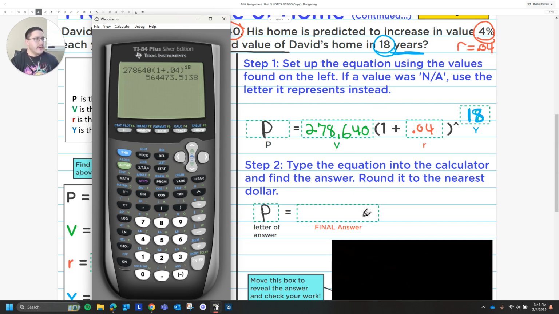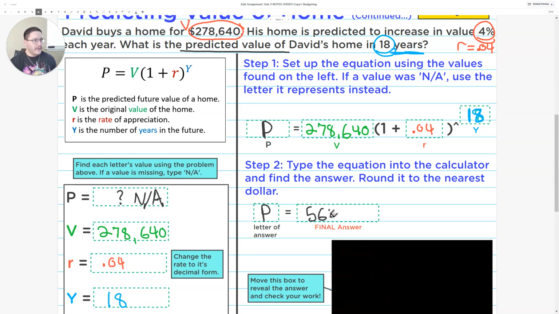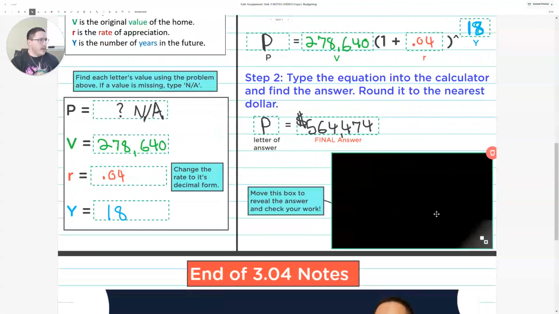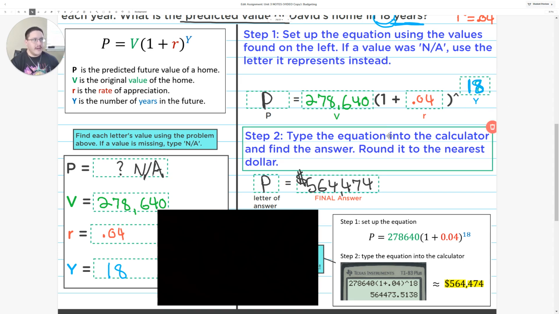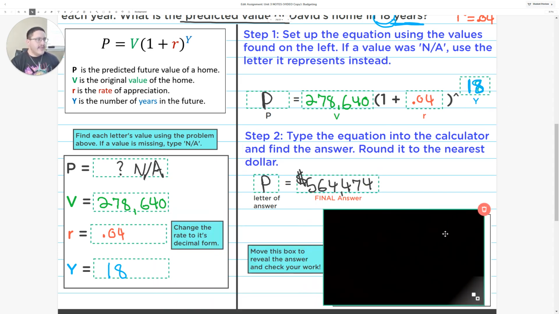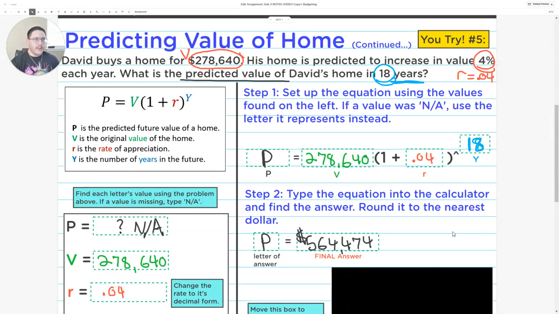Rounding it to the nearest whole number, nearest dollar, we get $564,474. Let's check our answer, and there we go. $564,474 is the predicted future value of this home after 20 years. Or, I'm sorry, 18 years. And that's it for You Try number 5.